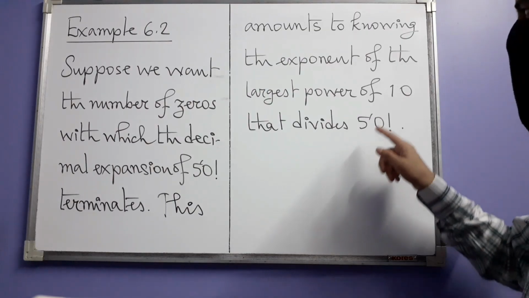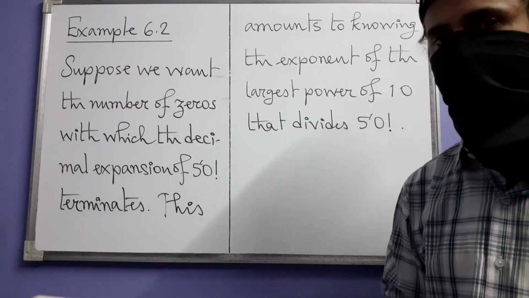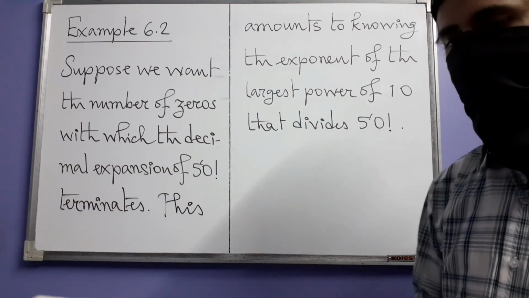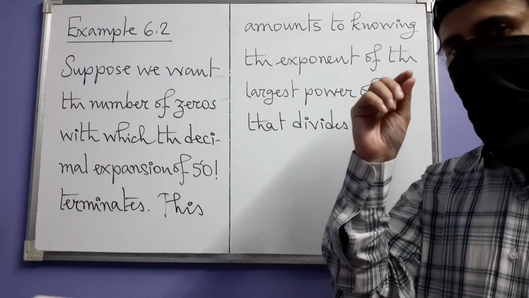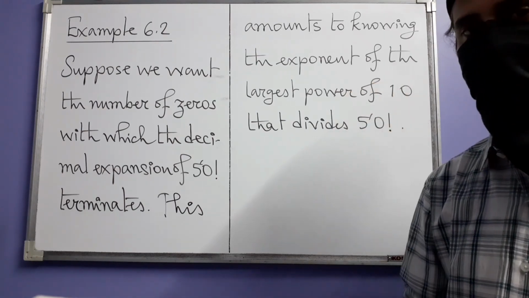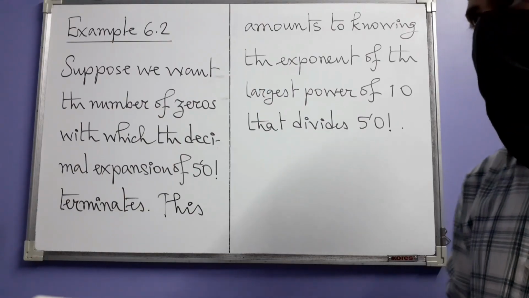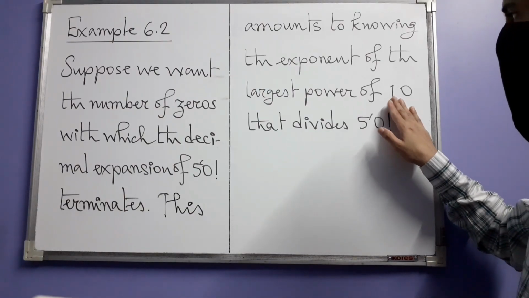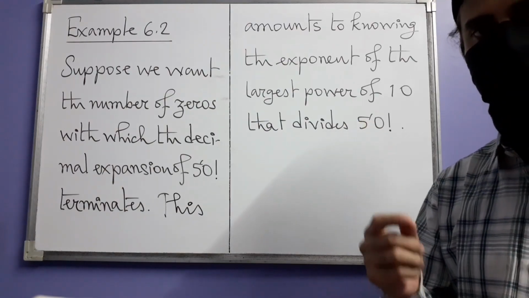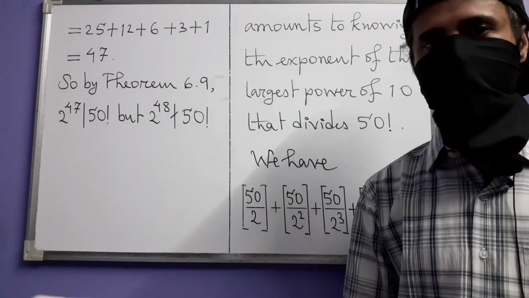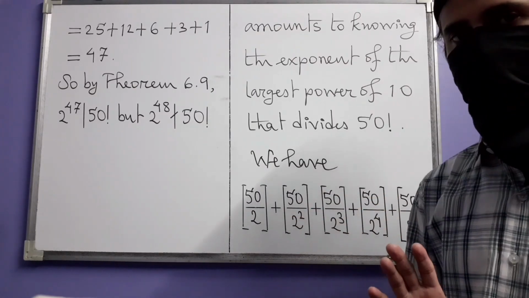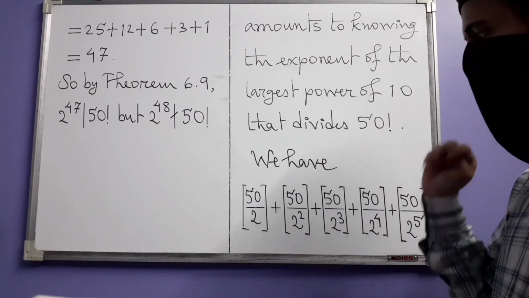But the problem is 10 is not a prime number, 10 is a composite number, and the result that we saw just now only gives us the largest exponent of a prime power that divides n factorial. So we can do the job by considering the two primes that are contained in 10, 2 and 5. So we consider the case where the prime is 2 and of course our n is 50.